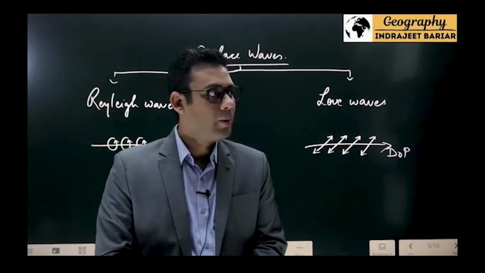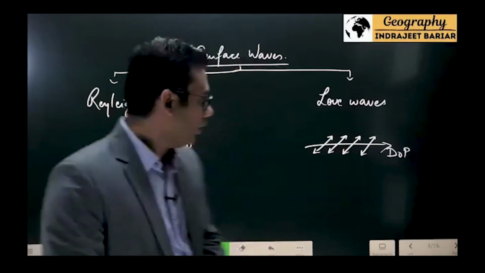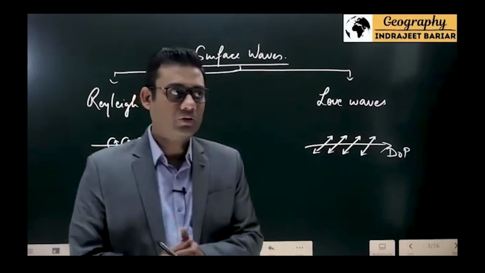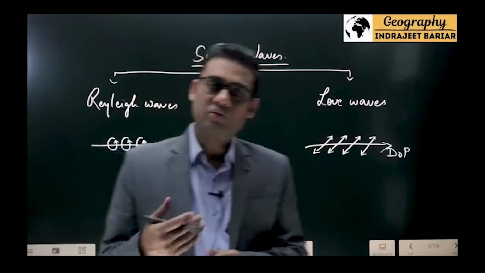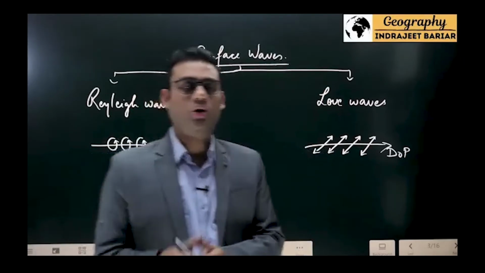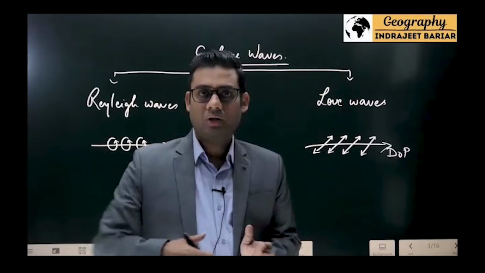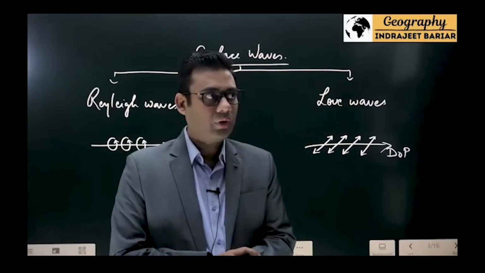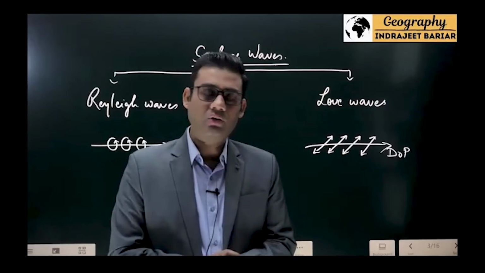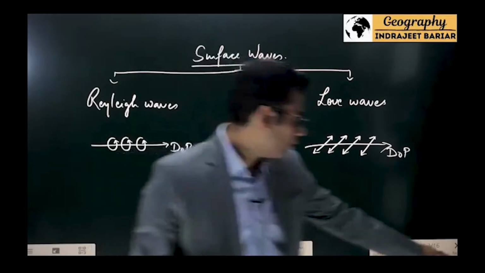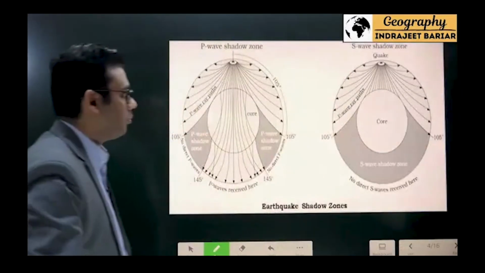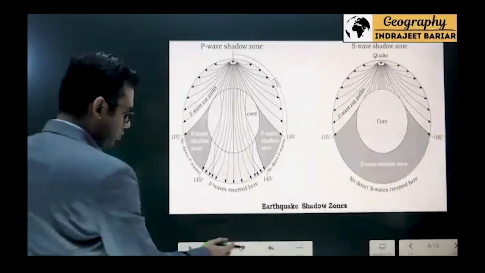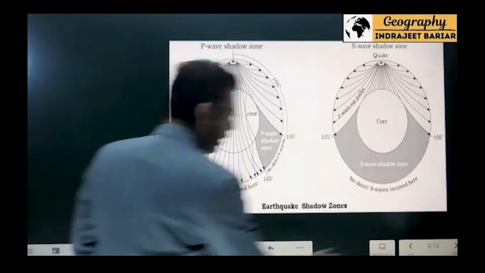Yes, done. So overall, now the body waves are used to study the interiors of the Earth. As the body waves pass through the interiors of the Earth, these body waves are received. The seismograph plots a graph, and based on that, the scientists deduce what lies in the interiors. So over here comes this particular concept of shadow zone. Now, what do we understand by shadow zone?